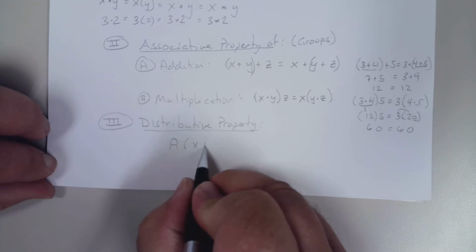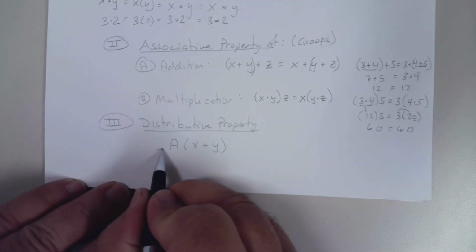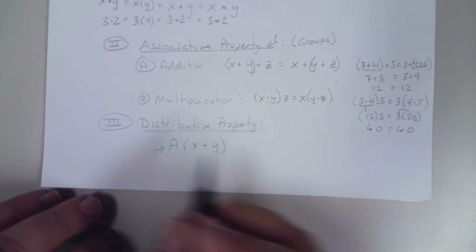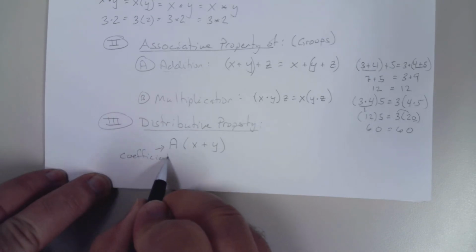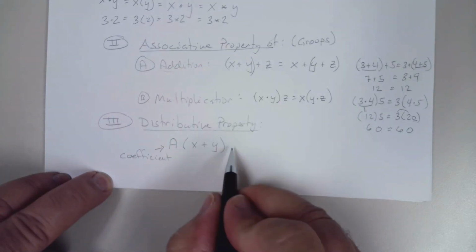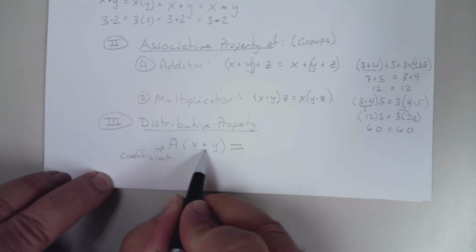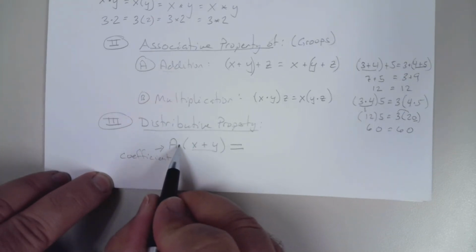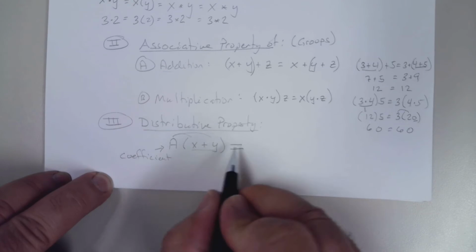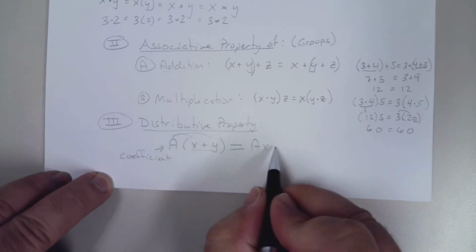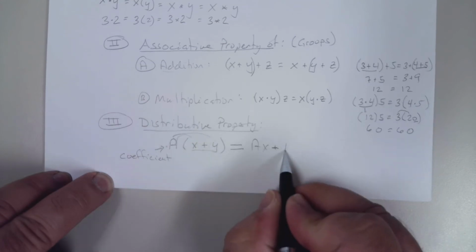A times x plus y. The number in front of any variable or parenthesis or anything is called a coefficient. That's a coefficient. So if you have a coefficient in front of a parenthesis and there's an operation inside there, then since it's multiplied, we have to multiply the coefficient to each term separately. So a times x is ax. Positive times positive is positive. A times y is ay.